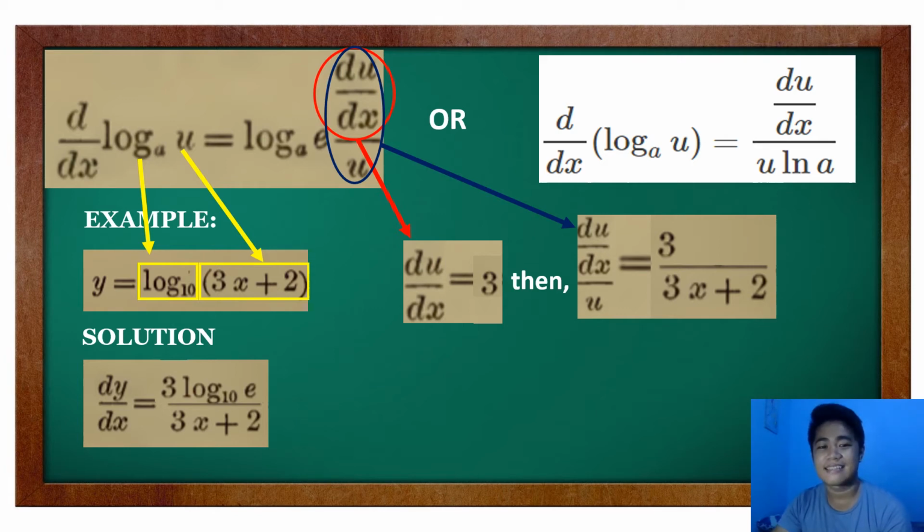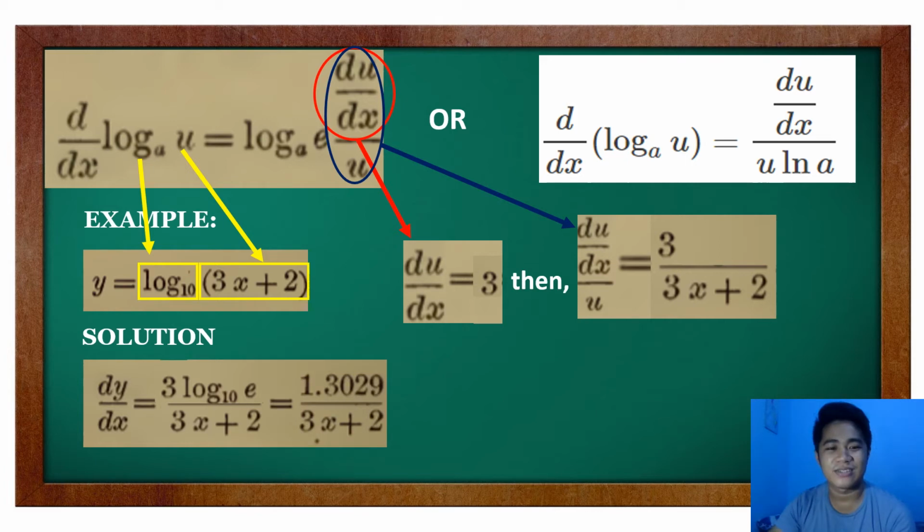times log base 10 of e. That is how you're gonna solve that. That is actually equal to 1.3029 over 3x plus 2. That is now our answer, because you can no longer put it in lower terms. So that is our simplified answer.